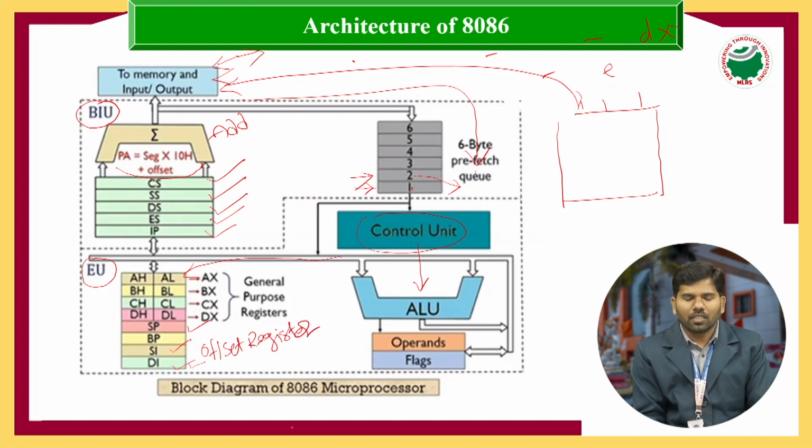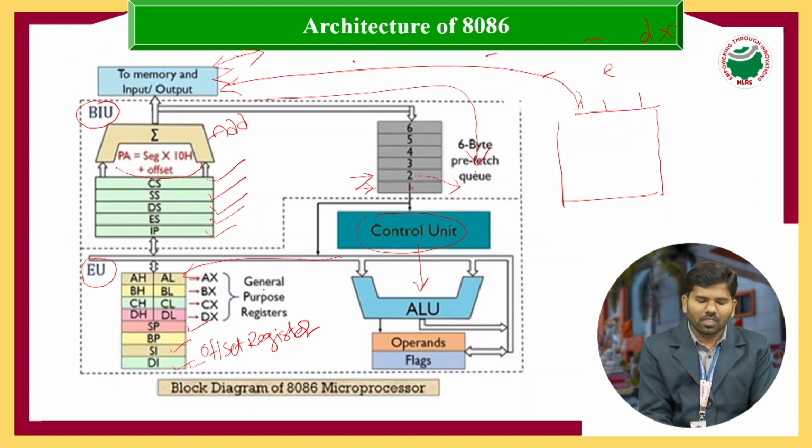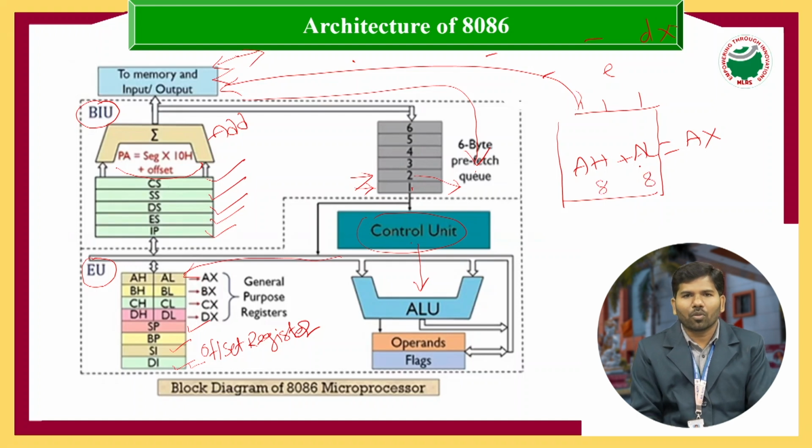All these registers are 16-bit. These are called offset registers. Your general purpose registers AX, BX, CX and DX are also 16-bit registers. AH plus AL equals AX, which means AH is 8-bit and AL is 8-bit, so your microprocessor can work with 8-bit data also. The combination of higher 8 bits and lower 8 bits is your AX register. This is the 16-bit general purpose register, right?